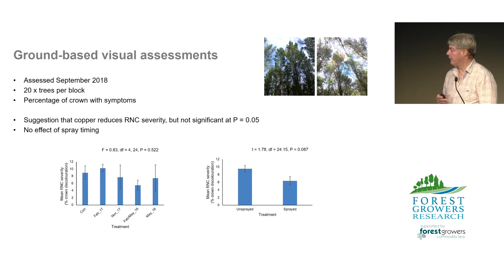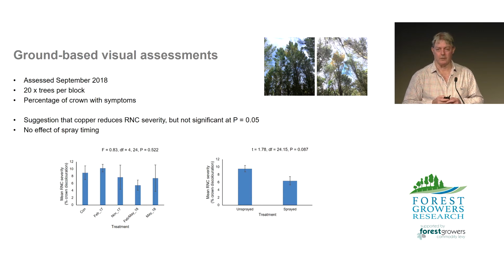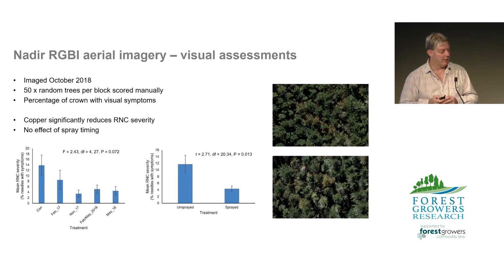You'll note that the disease severity ranged from 8 to 10%, so that's very low. In fact, we didn't get a lot of disease in those trials, and that's normally the case when you're putting in spray trials to control the disease. You don't get disease. It's just what happens.